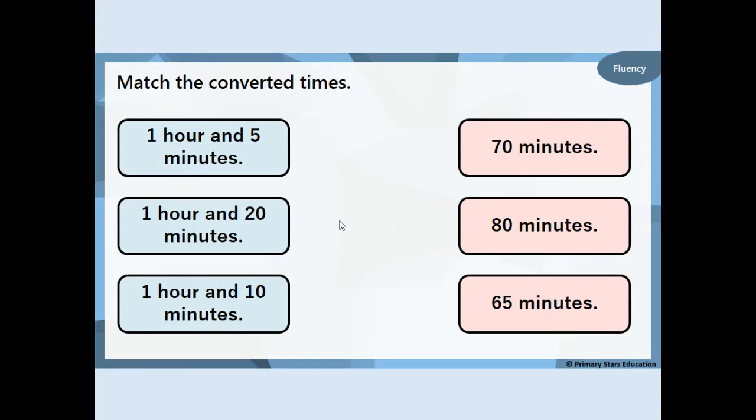Right, match the converted times. Please pause the video here and either you can do it on your worksheets or in your workbooks. Please have a go at it. Right, let's have a look. So 1 hour and 5 minutes is 65 minutes. 1 hour and 20 minutes is 80 minutes. And 1 hour and 10 minutes is 70 minutes. If you got that, well done.